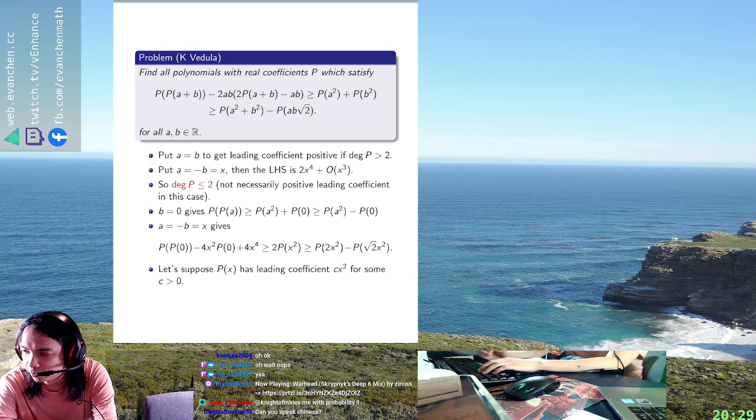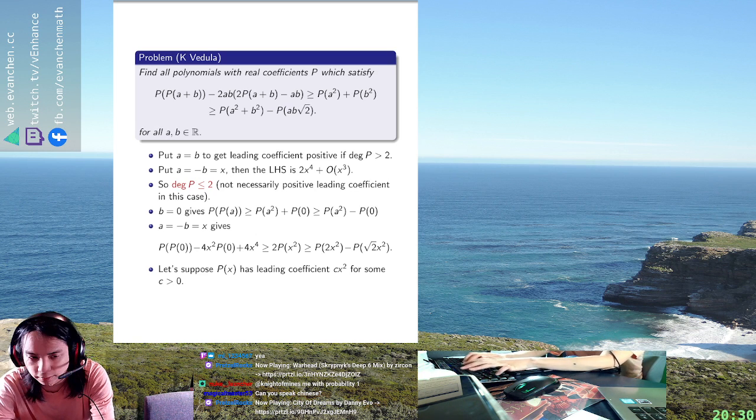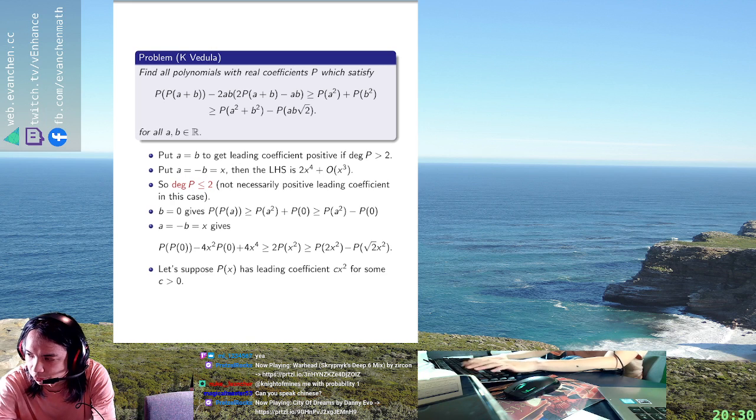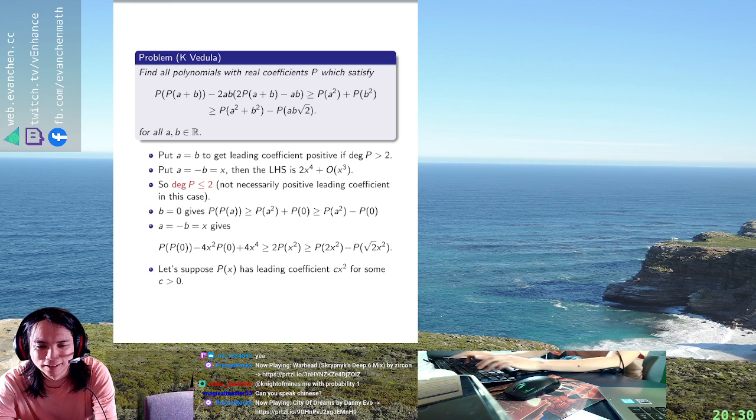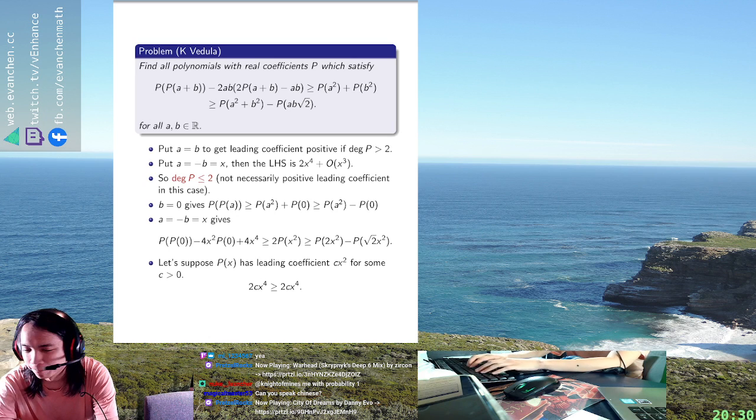Then when I compare just the leading terms, those are the ones that dominate. What should I get? I get 2cx to the 4 is greater than... Oh no! Did I get... Okay, so never mind. I was going to say c greater than 0, c not equal to 0.